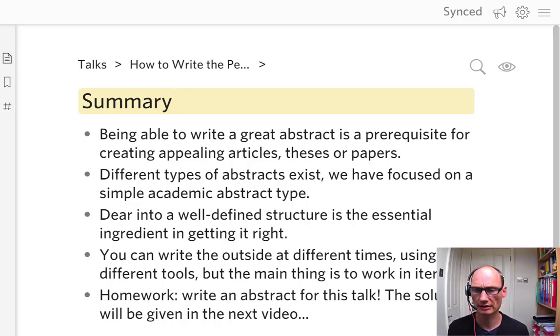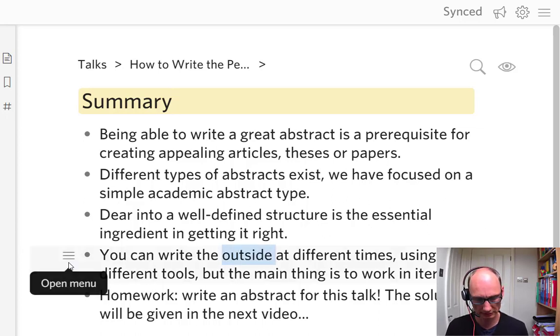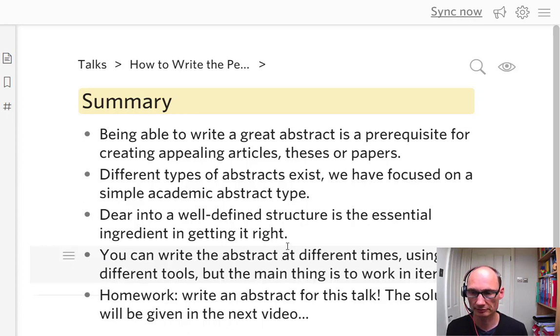And you can write the abstract at different times during your writing process using different tools. But really you should get used to working in iterations. So you start quick and dirty with something, just jot down your notes and your thoughts, and then over time get it better and better.